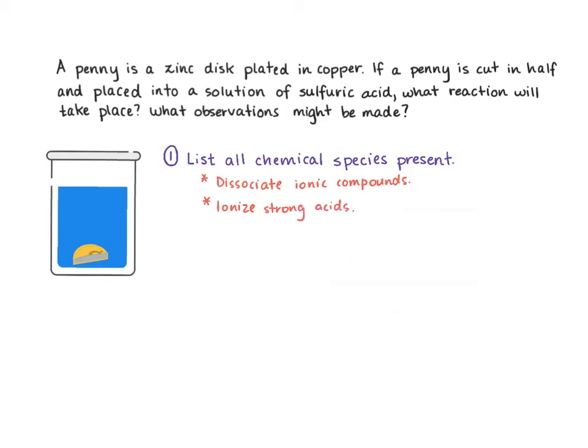So in this situation, we have present solid copper, the outside of the penny, solid zinc, the inside of the penny. We have H+ from the acid. So sulfuric acid is a strong acid. We're going to completely ionize it. And we have water. So these are all of our species that are present in this beaker, able to react.